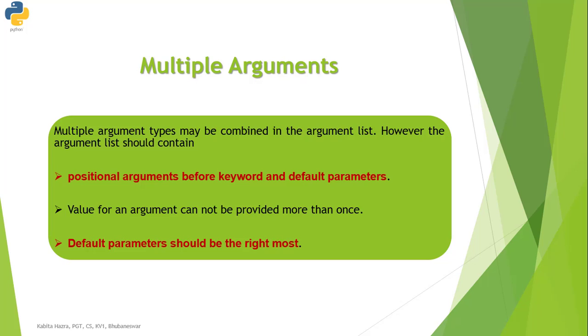For any parameter, whether it is used as a positional parameter, a named parameter, or a default parameter, a value may be provided only once. Default parameters should always be towards the right, the rightmost, because we have already seen that non-default parameters cannot appear after the default parameters.